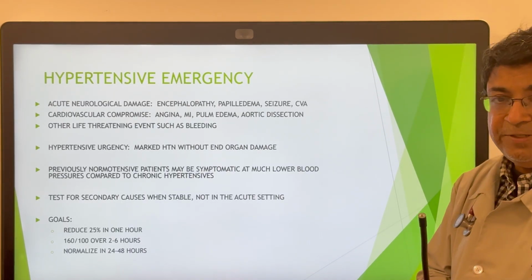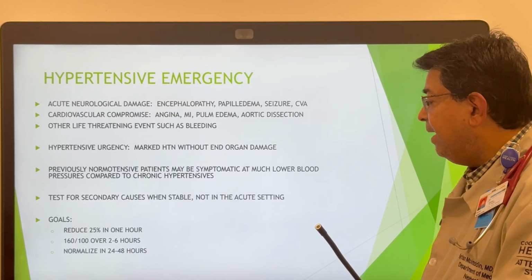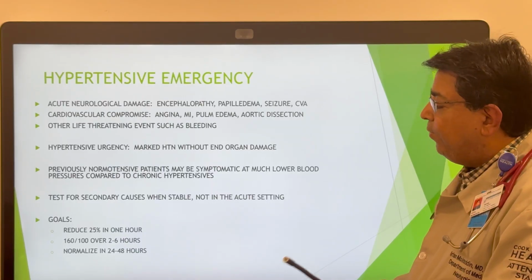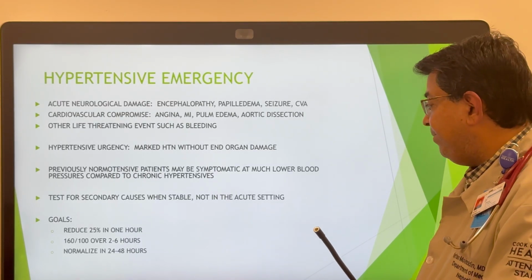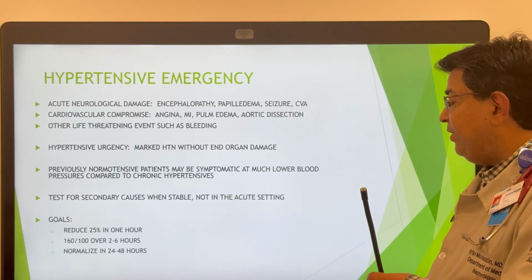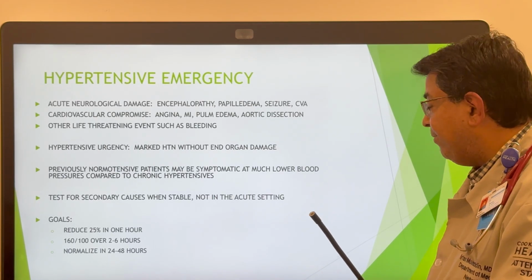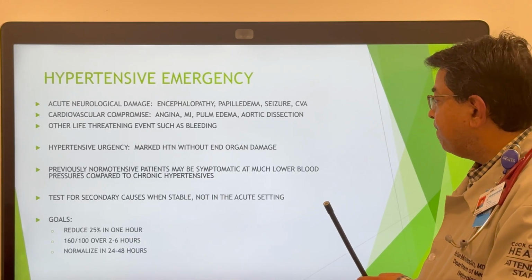You should not test for secondary causes during the inpatient admission. One way to treat hypertensive emergency would be to reduce blood pressure by 25% in 1 hour, to 160 over 100 over 2 to 6 hours, and then normalize in 48 hours. Next slide.